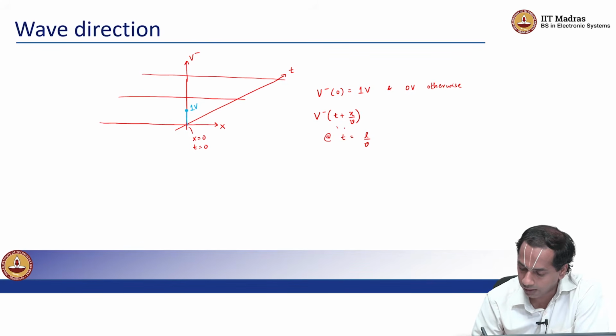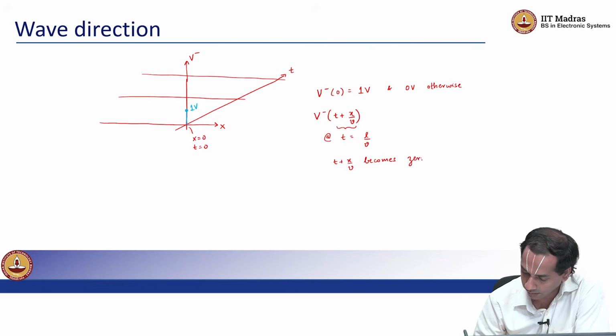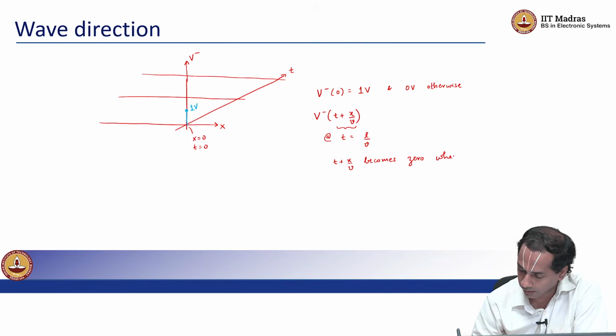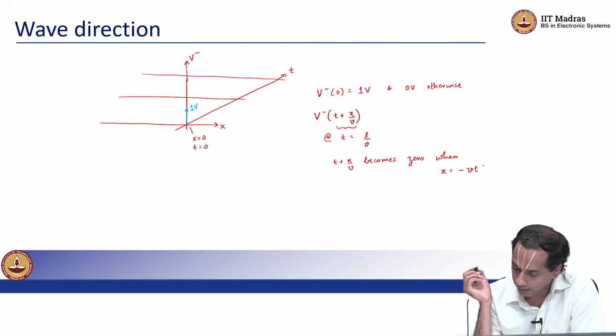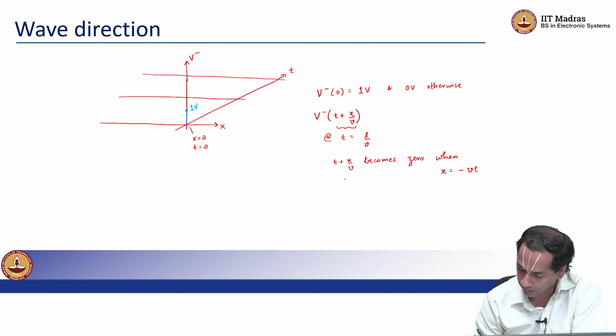So the argument t plus x by v becomes 0 when x is equal to minus vt, right? So at t equals L by v, I can find the voltage to be 1 volt at x is equal to minus L.